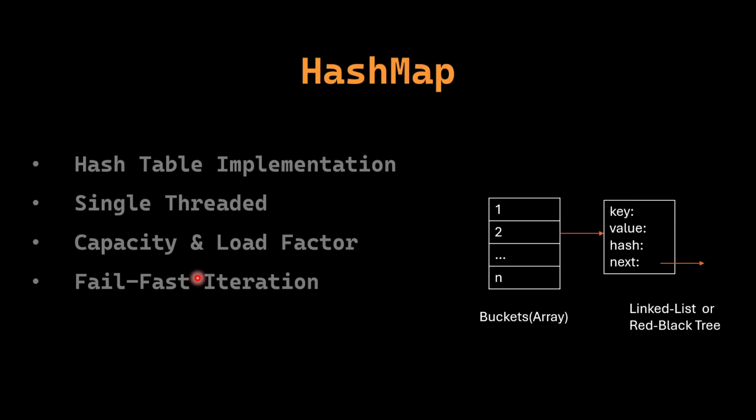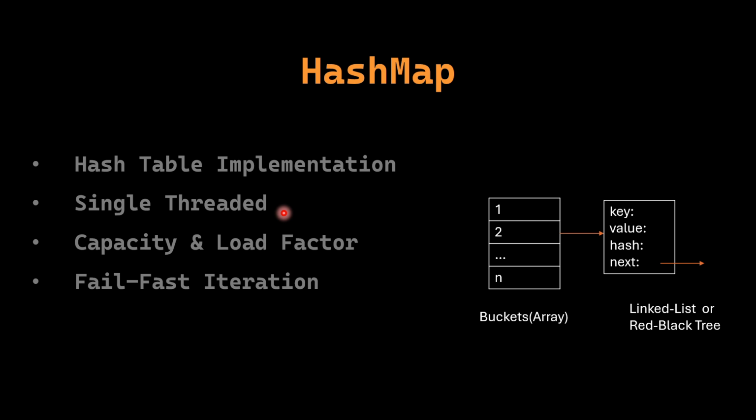Let's start with HashMap, the workhorse of Java map implementations. HashMap provides a hash table implementation that offers fast key value storage with no thread safety guarantees. It is designed specifically for single threaded applications where maximum performance is absolutely essential. You will find HashMap used everywhere, from simple caches and configuration storage to temporary data aggregation and any scenario requiring fast key value lookups.